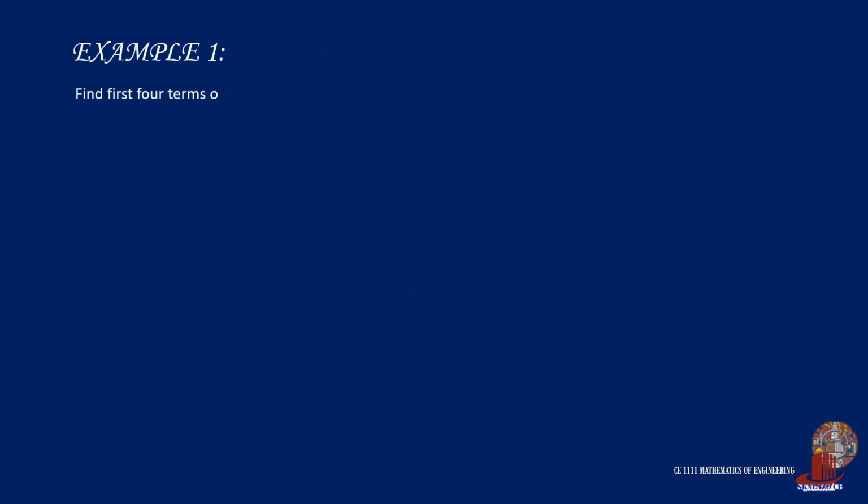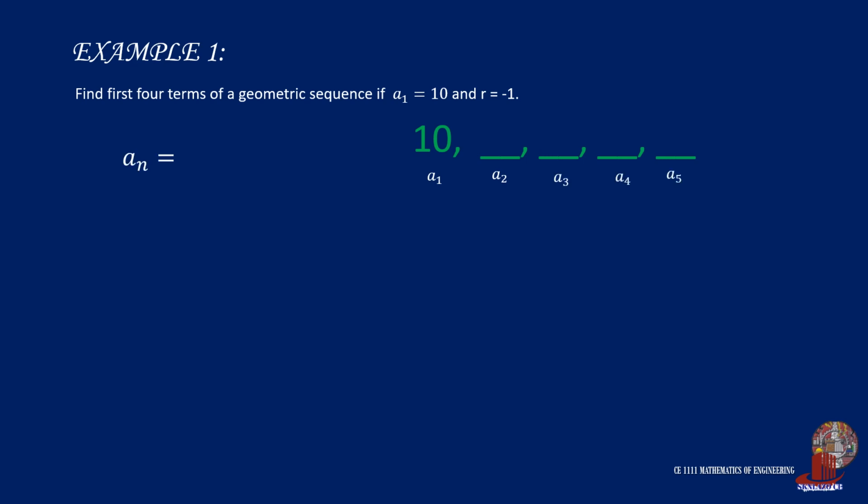Let's practice using the explicit formula with the first example, which is looking for the first 4 terms of a geometric sequence if the initial term is 10 and the common ratio is -1. We can show this with a sub 1 identified as 10 and a sub 2 until a sub 5 are required. Using the explicit formula, we can directly solve for a sub 2 as a sub 1 multiplied by r raised to 2 less 1. By plugging a sub 1 as 10 and r as -1, a sub 2 is solved as -10.